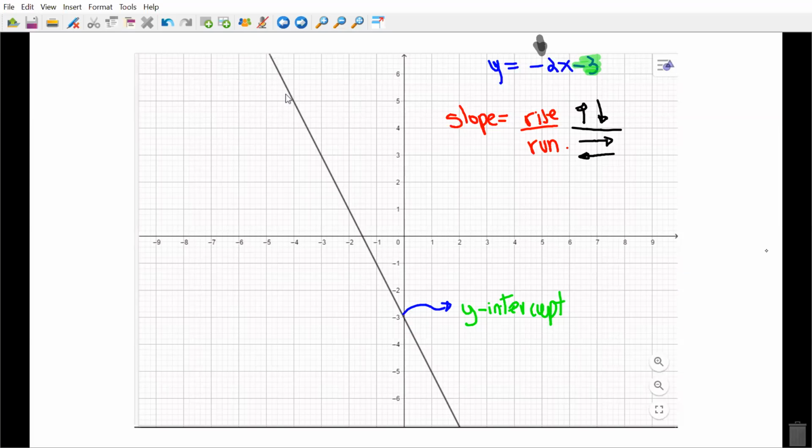Now, let's look at these 2 points, guys. I am going to choose this point here and this point here. What is the rise of that point, guys? What is the rise? Are you going up or are you going down? Down. You're going down. So it's going to be negative.